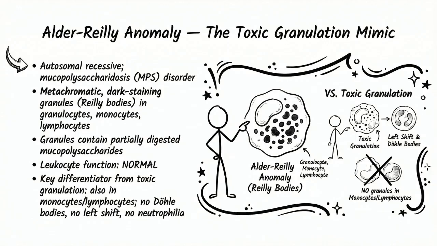And crucially, you won't see dull bodies, a left shift, or neutrophilia, which you'd expect with true toxic changes. So, if you see these dark granules across multiple cell types, and the patient isn't showing signs of infection, think Alder-Reilly. It's a permanent feature, not a temporary response. Now, let's look at another mimic, this time for dull bodies.